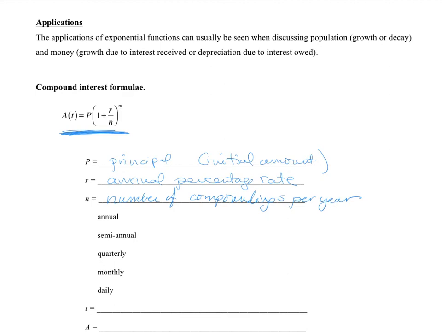So if a problem says that the interest is compounding annually, N would be 1 in the formula. Semi-annually, N would be 2 in the formula. Quarterly, N would be 4. Monthly, N would be 12. Daily, N would be 365. So you may be told at what percentage rate your interest is being compounded and how often it's being compounded.